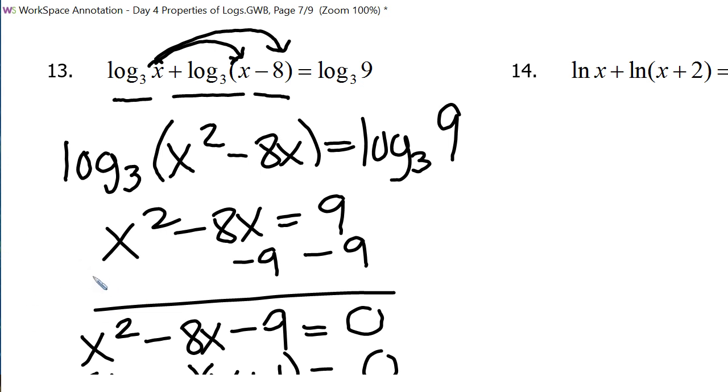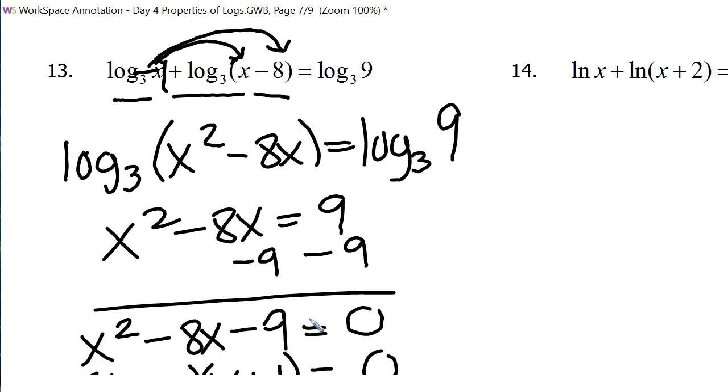So 9 is an answer. But what about negative 1? Would that work? No, that gives us an end value that's negative. So that one, throw it out. And this one's called an extraneous solution. We got that answer when we were solving, but when we tried to go back and check our work, it didn't work. So it's an extraneous solution. So don't include it as part of your answer. The only answer is 9.